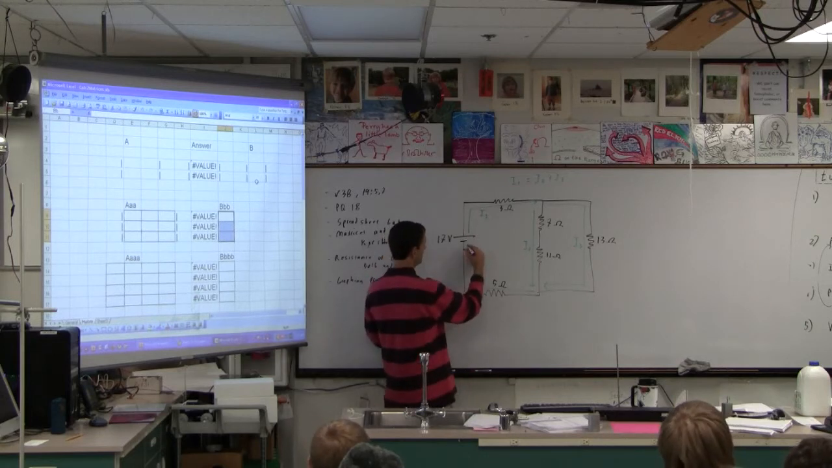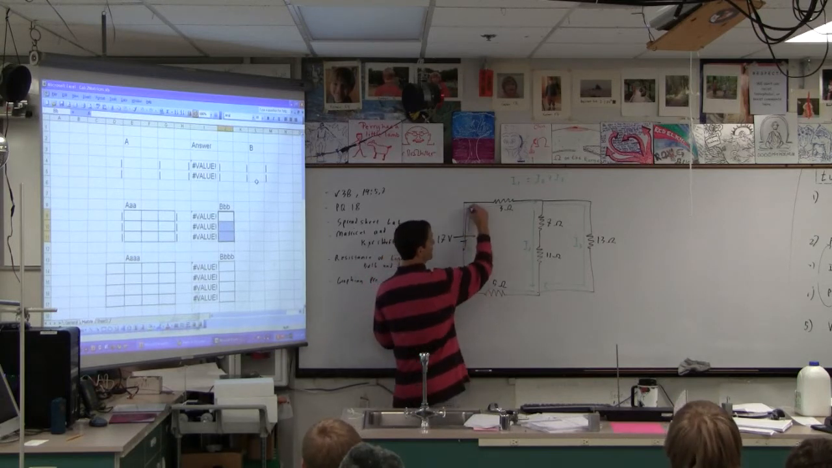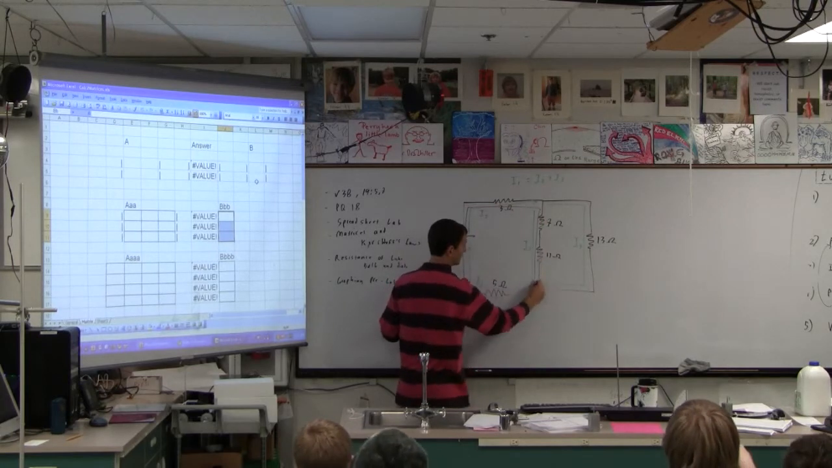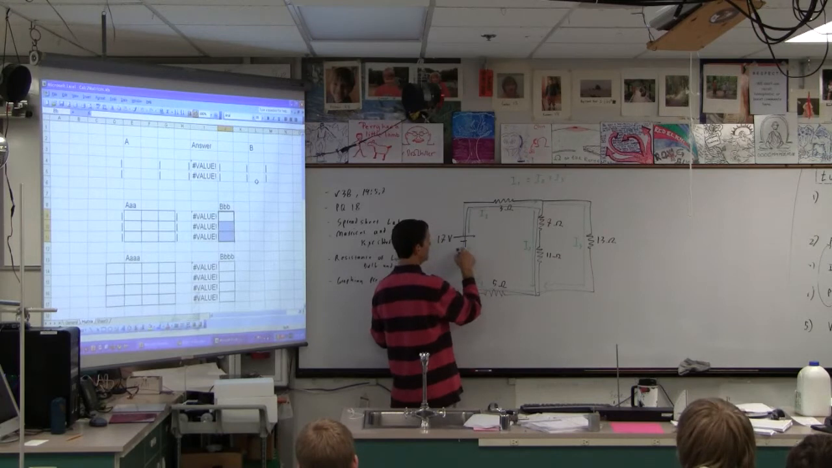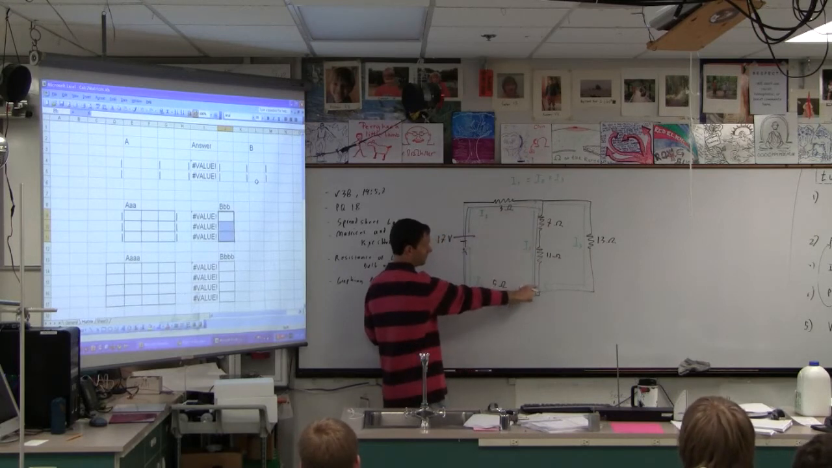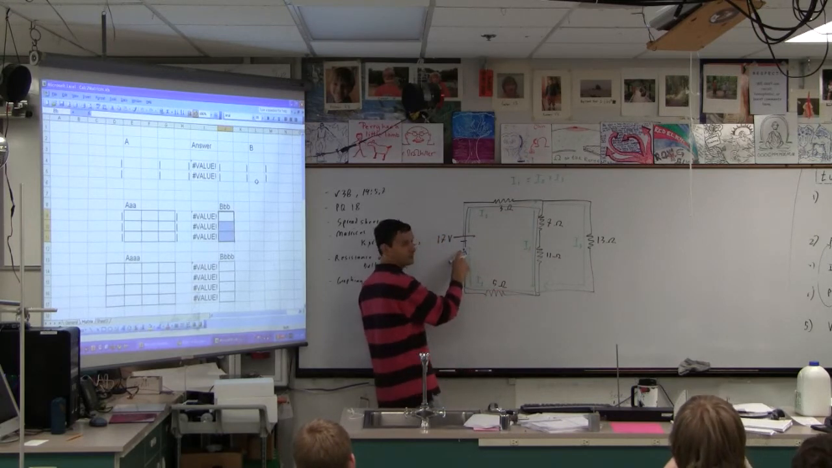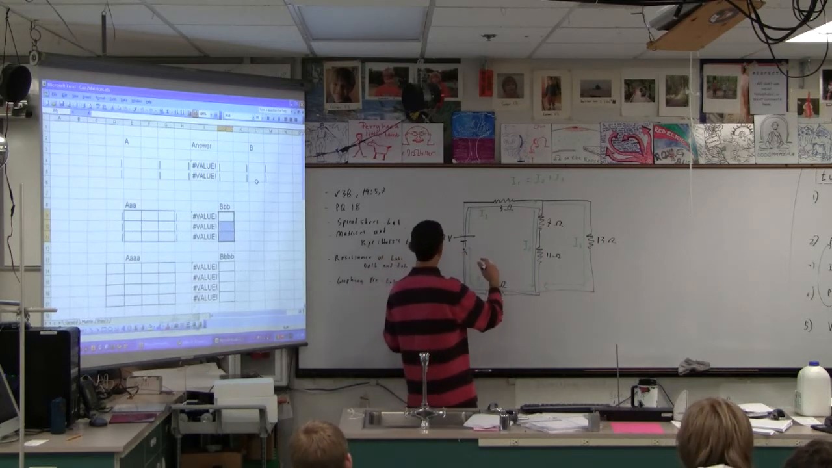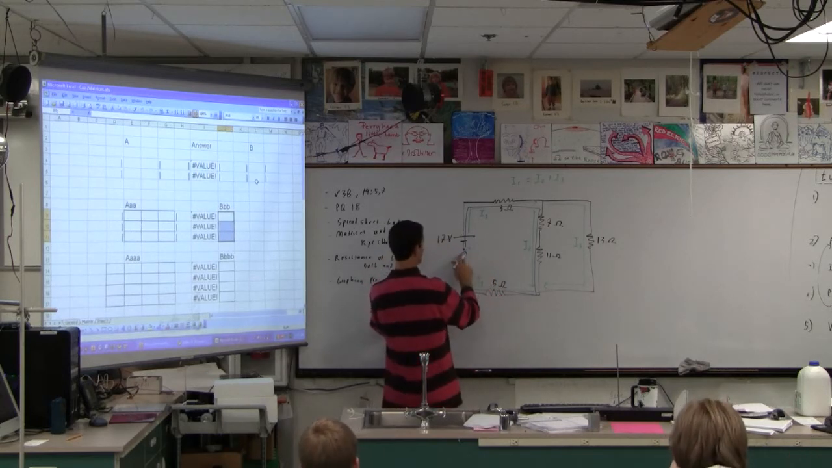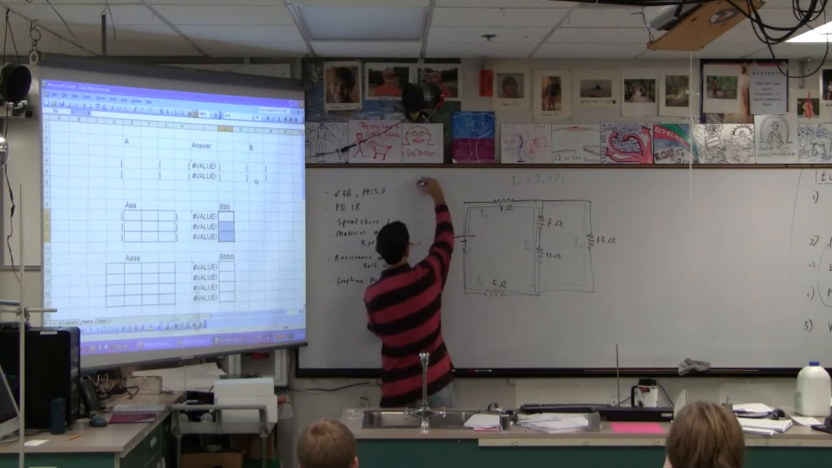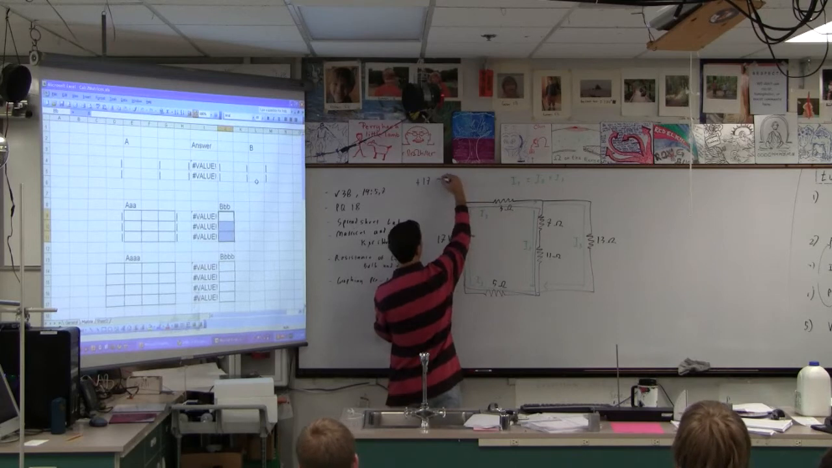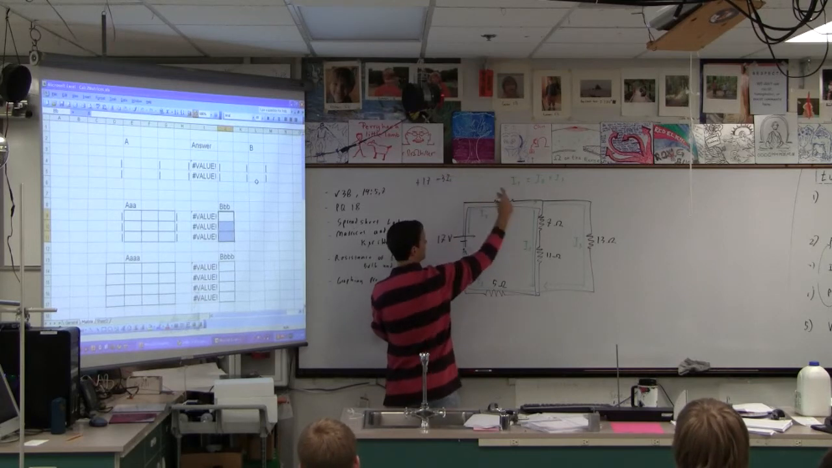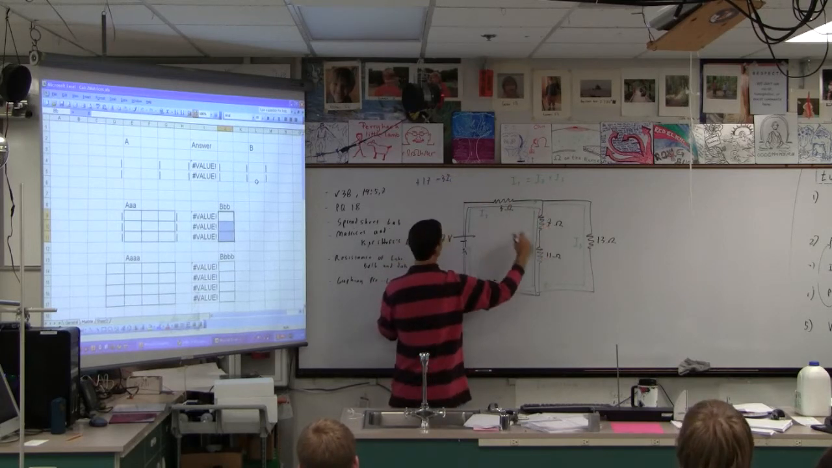So as I go through here, my first loop that I'm going to do is this. Okay? I'm going to start here. I'm going to go here, here, here, and back. Okay? For that loop, the first thing I do is I go up 17, right? Then I go down 3I1. Then I go down 18I2.